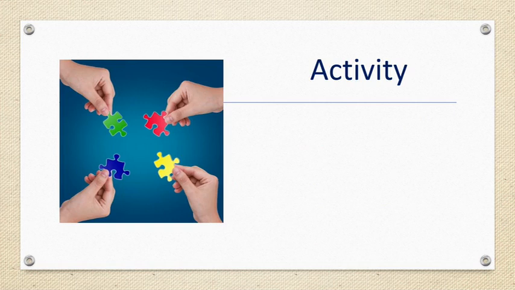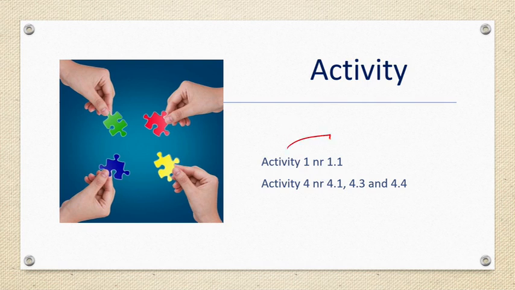We are going to look at activity 1, number 1.1, and then activity 4, only 3 of them. Now, this one is a very nice one because you complete the statement of financial position by only using financial indicators. So let's look at those activities.